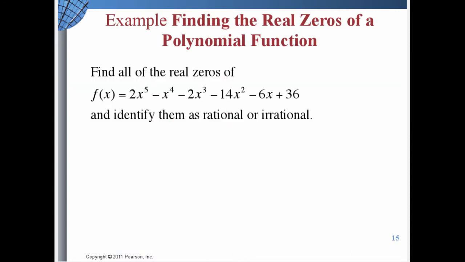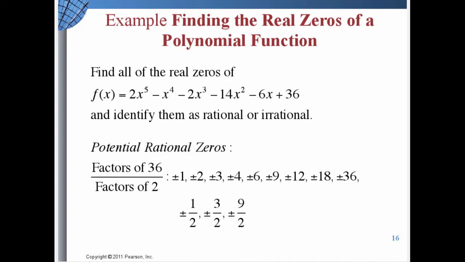So find all the real zeros of f of x equals 2x to the 5th minus x to the 4th minus 2x cubed minus 14x squared minus 6x plus 36, a fifth degree polynomial. Find all the real zeros and identify them as rational or irrational.